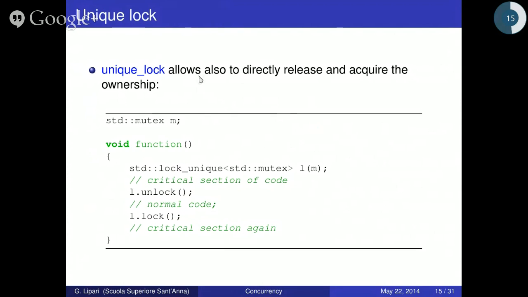And then we have unique lock, which also allows you to unlock and lock directly using these functions. So instead of doing mutex lock and mutex unlock, you can do L unlock and L lock. Okay? So it's a little bit more complicated than lock guard.